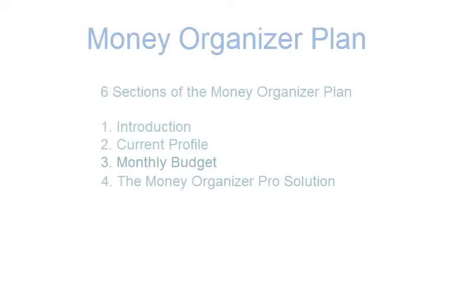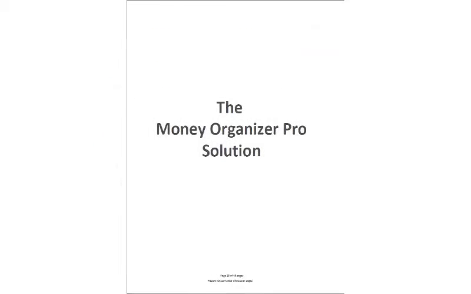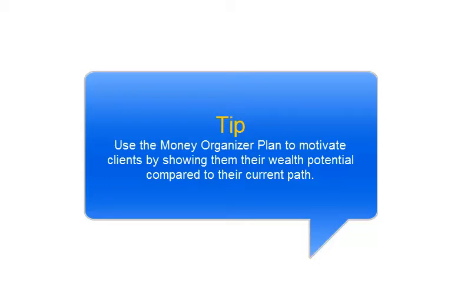Section 4 is the Money Organizer Pro solution. This is where you'll be able to graphically illustrate to clients the difference between their current path and your recommended path. This is where you can show clients where they're likely to end up in the future if they keep doing what they're doing now. But you can also instill in them a sense of hope by showing them their wealth potential.